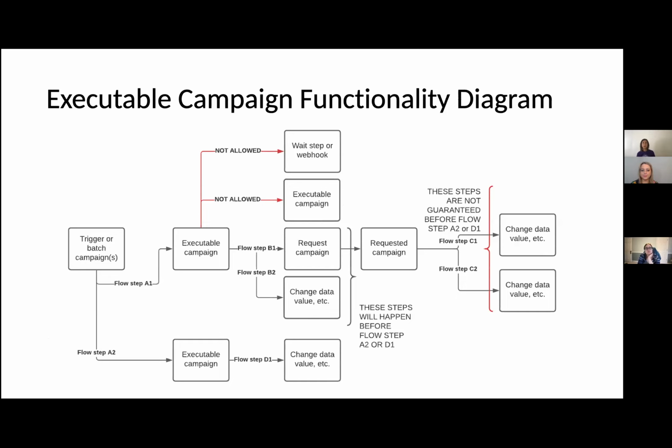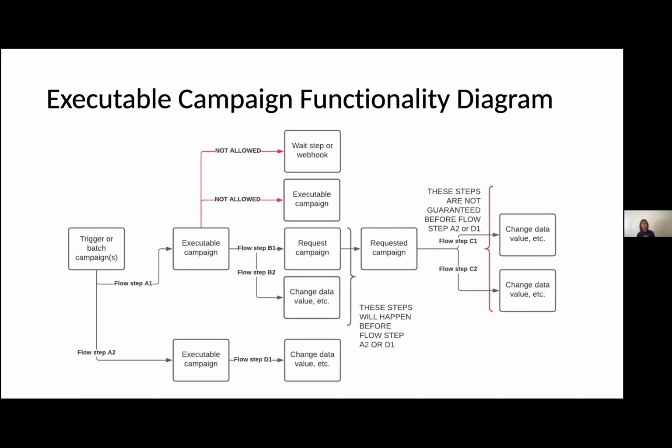So here's a lovely little diagram that tries to summarize a lot of these concepts around what's guaranteed to execute or complete and what's not. So what I'm looking at on the left side is you start with any regular batch or trigger campaign that has a number of flow steps. So when those flow steps are executable campaigns, it's going to complete that first one, the flow step A1, before it moves on to flow step A2. But what is actually included in that? So we already learned that you unfortunately cannot use wait steps, webhooks, or executable campaigns. So those are not allowed.